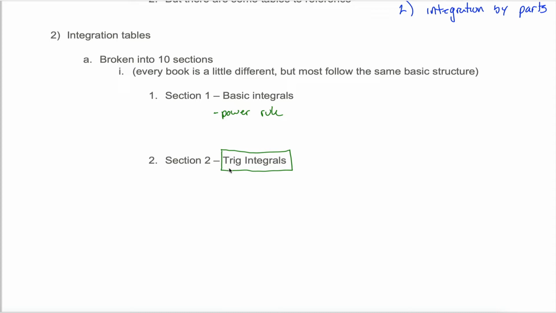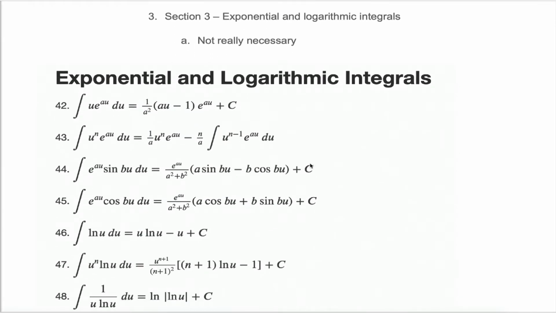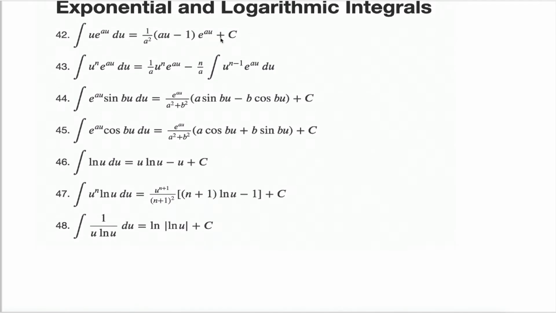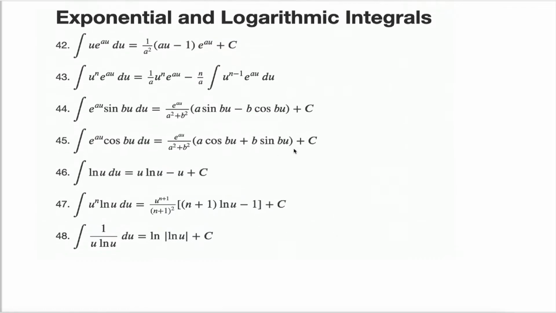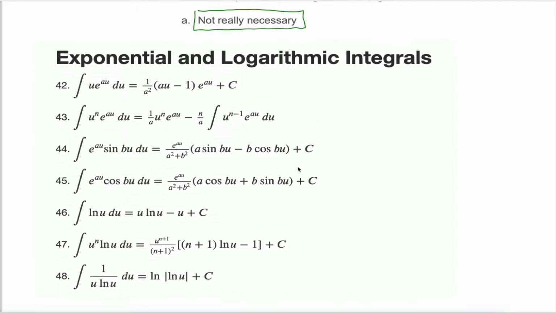But since you don't even need to know that those functions exist, we're going to completely skip section 2 also. That takes us to section 3, the first section that will actually be useful for us. Although, as you see that I wrote right here, it's not really necessary, because although section 3 gives you a bunch of different identities here, it doesn't really give us anything we don't already know with u substitutions and integration by parts. So let me show you how they work.